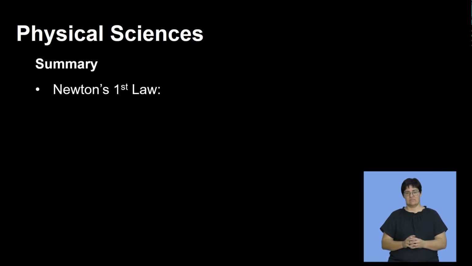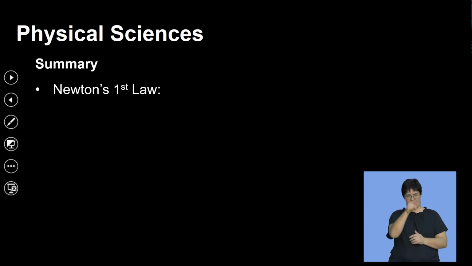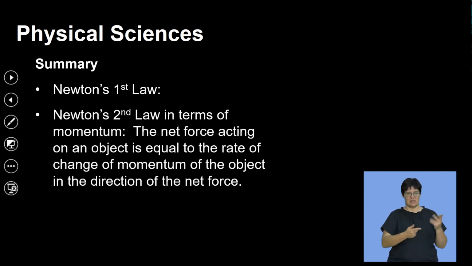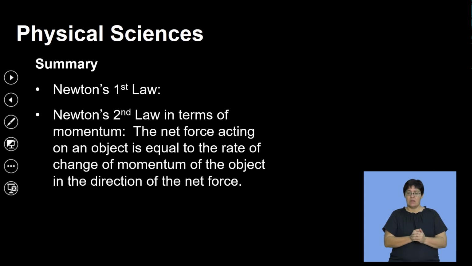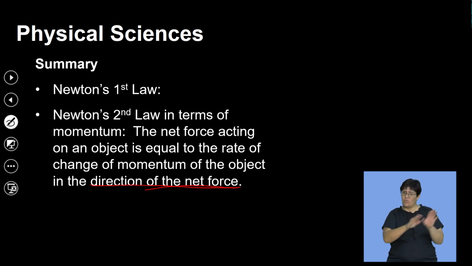So let's do the summary. So Newton's first law, okay, which we know, and I haven't written out because it's one of those things. Then we've got Newton's second law in terms of momentum. Please, you must learn it. The net force acting on an object is equal to the rate of change of momentum of the object in the direction of the net force. Please don't forget that, because I see this as well, and this is one of those things, direction of the net force. Please don't forget that.